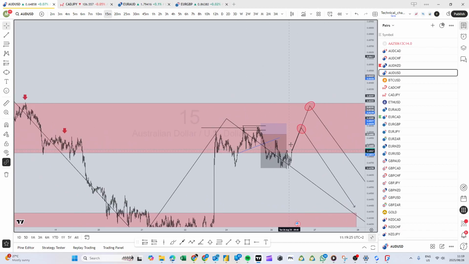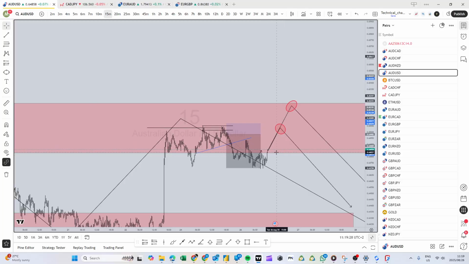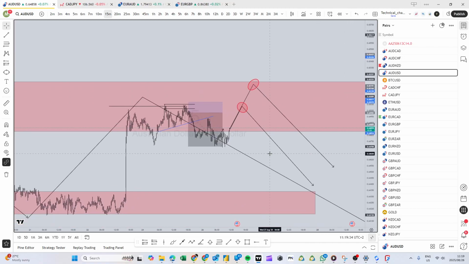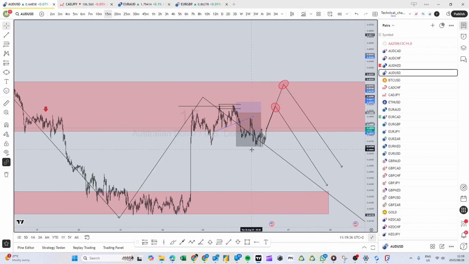So right now it looks like the buyers are back in control, and we'll see what reactions we get here, and then we'll look to short the market from those positions. But for now we had this trade, nice trade.